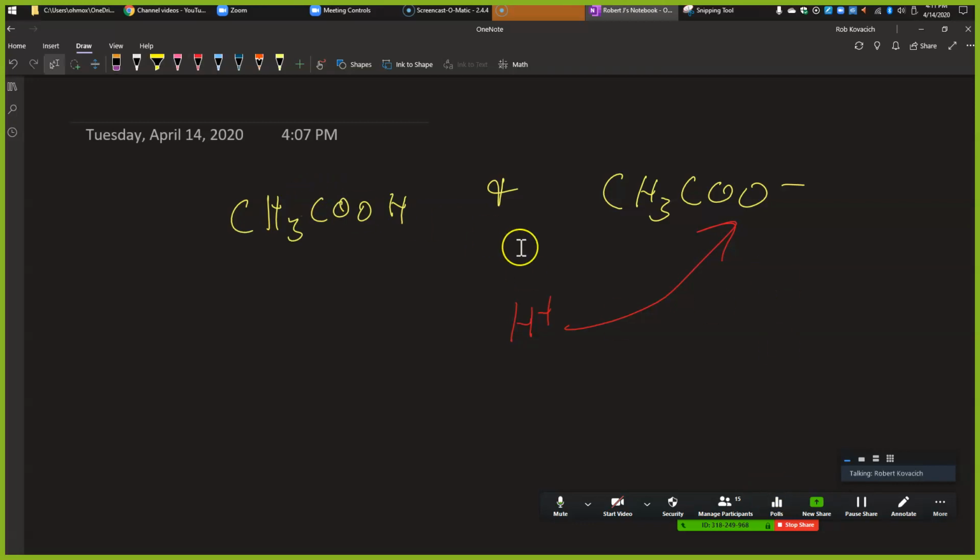That work for you guys? So does the OH minus attract the H from the acid, or does the H from the acid attract the OH? Whatever. They run into each other and then the H comes off. Okay.